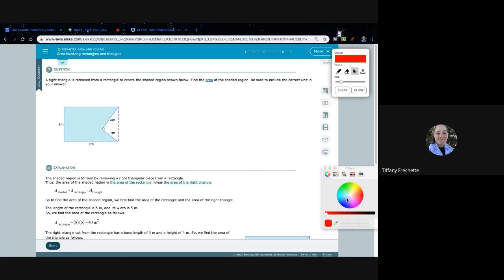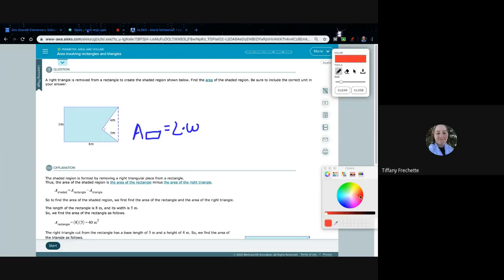So we need to know two things. We need to know, how do we find the area of a rectangle? So how do you find the area of a rectangle? In this case, it would be length times width. In any case, sorry, it's length times width.